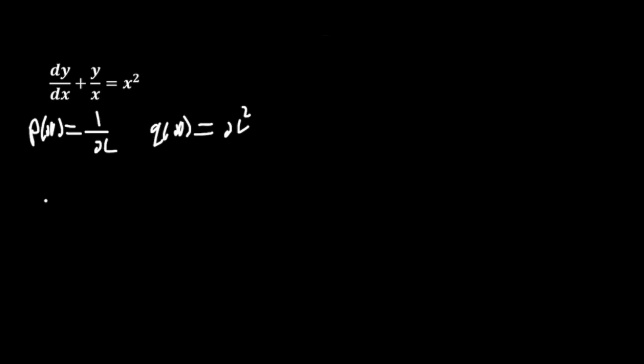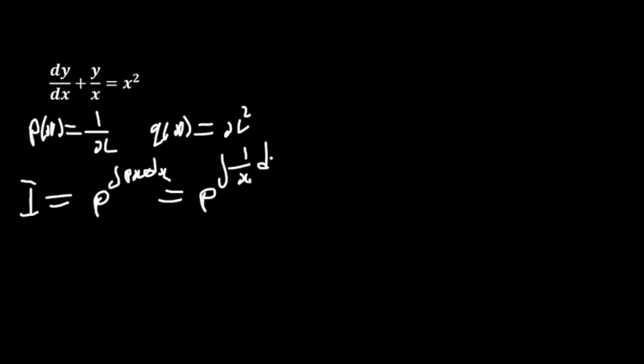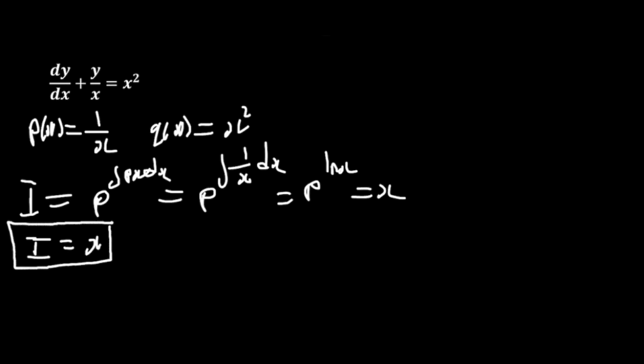So here our integrating factor I will simply be equal to e to the integral of p of x dx, which will be equal to e to the integral of 1 over x dx, which will simply be e to the ln x, which will be x. So we have that our integrating factor I is x. So we keep that aside.